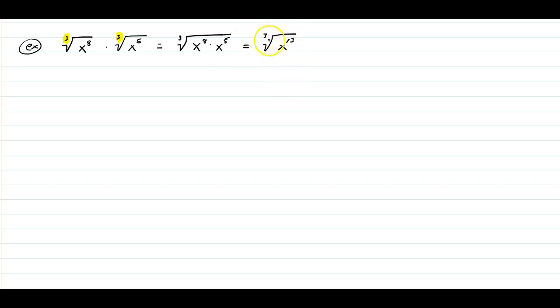And so now I need to simplify this, see how many groups of 3 I have. And so since I have an index of 3, there are 2 ways you can think about this. You can do x to the 3rd times x to the 3rd times x to the 3rd, and keep going until you get to 13. So we have 3, 6, 9. So right now this is x to the 12th, and so I need one more x to make 13.